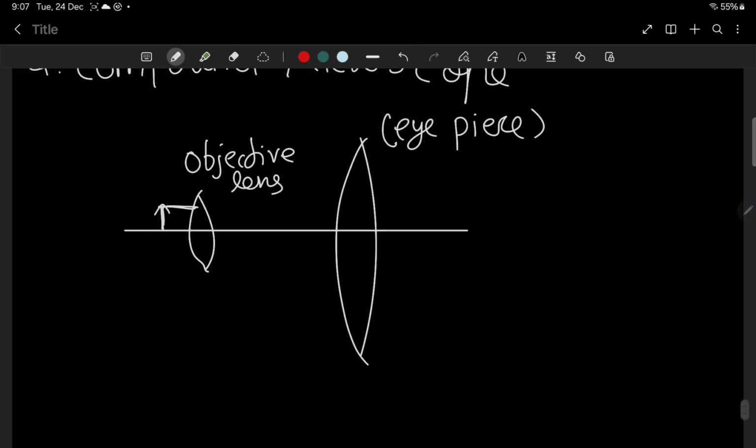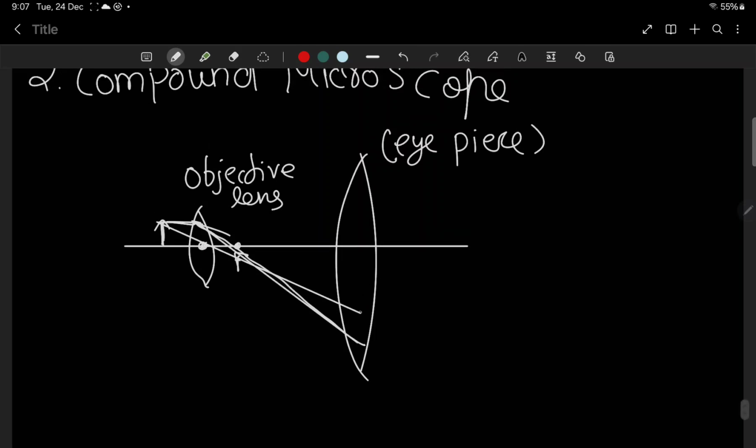Now what happened? A ray is coming and it is passing through the focus and going. And now another one passing through the center of curvature and going. You think the center of curvature is here. It's very difficult to draw. Now this is reflecting once again. Now extend it.